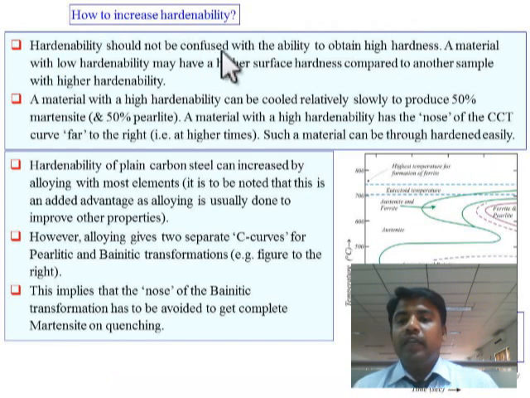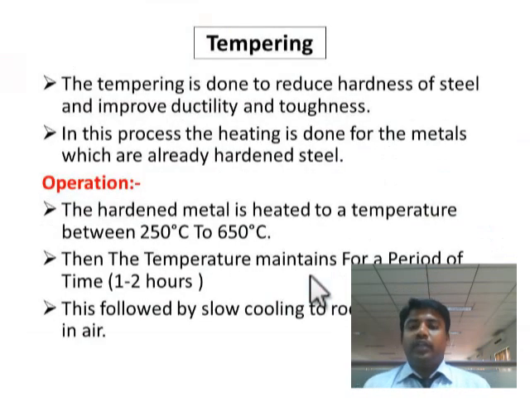Hardenability should not be confused with the ability to have high hardness. A material with low hardenability may have high surface hardness compared to another sample. A material with high hardenability can be cooled relatively slowly to produce 50% martensite. Martensite is a structure which has higher hardness. And a material with high hardenability has the nose of the CCT curve shifted to the right. So this we call the CCT, the continuous cooling transformation curve.